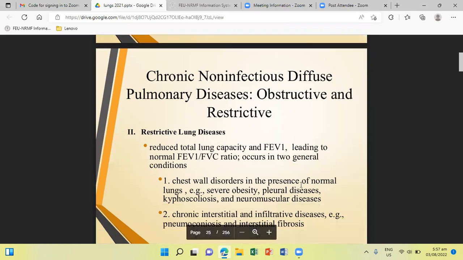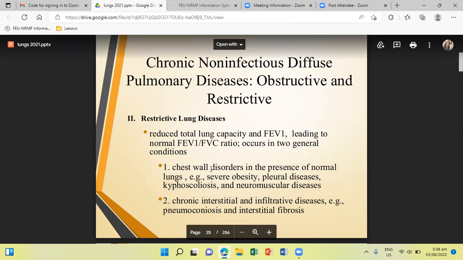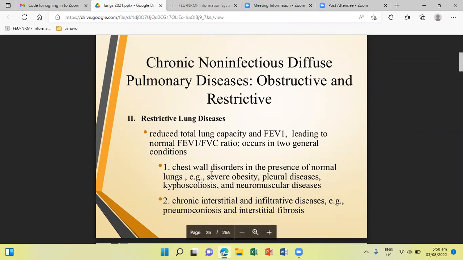Now, the second is what we call restrictive. When you say restrictive, again, it is associated with a proportionate decrease in both total lung capacity and FEV1, leading to a normal FEV1/FVC ratio. There are two categories. Number one would be chest wall disorders, and number two would be chronic interstitial and infiltrative diseases.